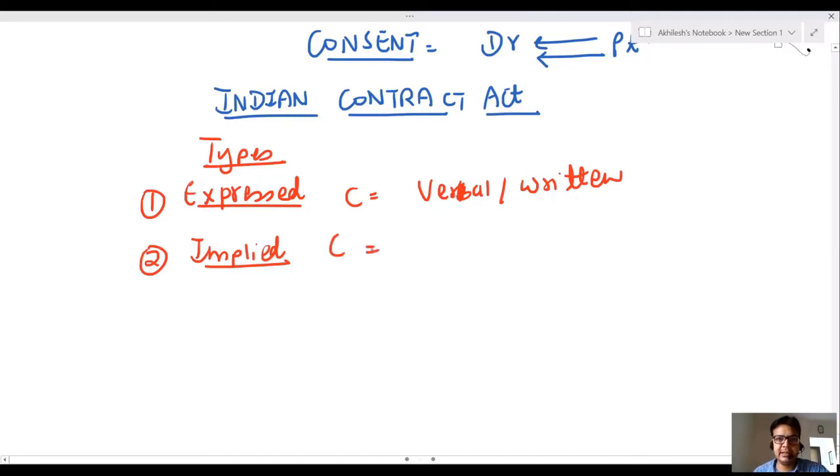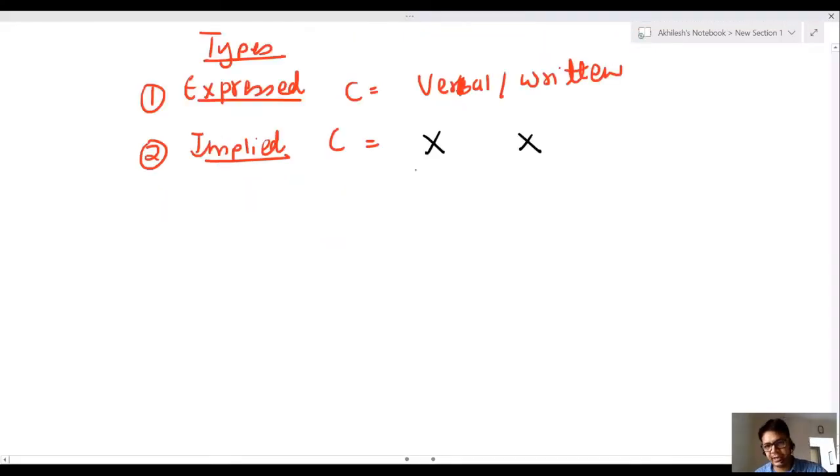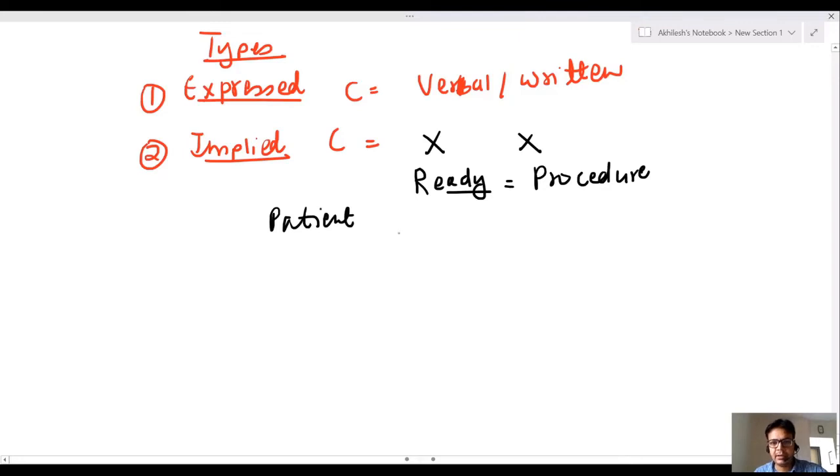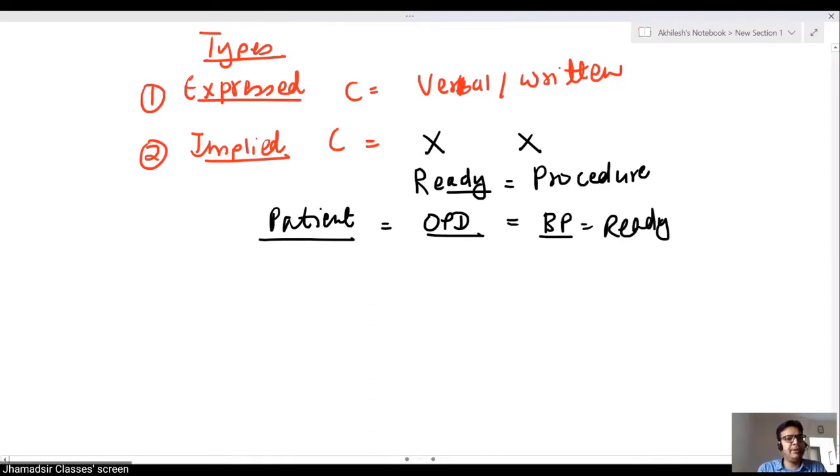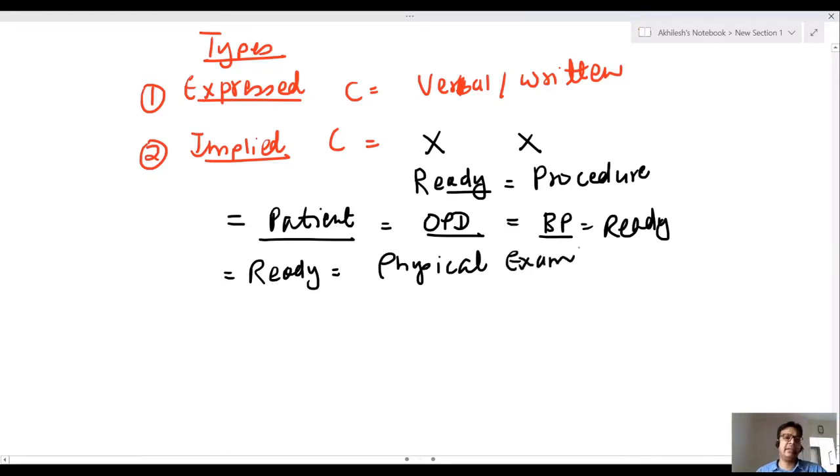Second is implied consent, my dear friend. What is implied consent, sir? It is not verbal, not written, but still you are ready for the procedure. Example: a patient comes to OPD and is ready for blood pressure without saying anything. The doctor takes his BP instrument, the patient gives his hand without saying anything. This is implied. You are ready for BP measurement, for physical examination. This is implied consent. I am giving a very simple example.